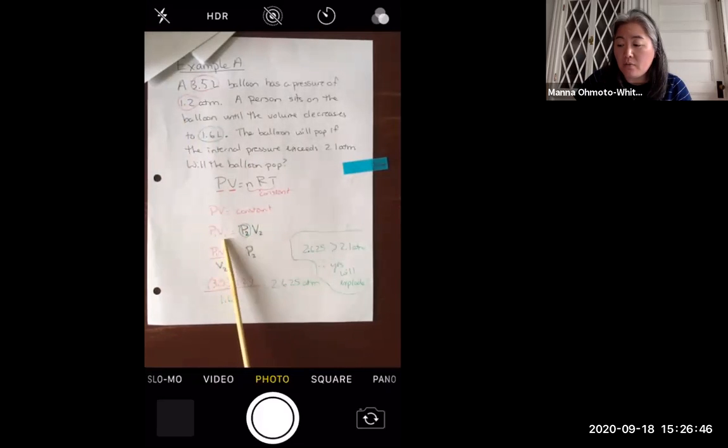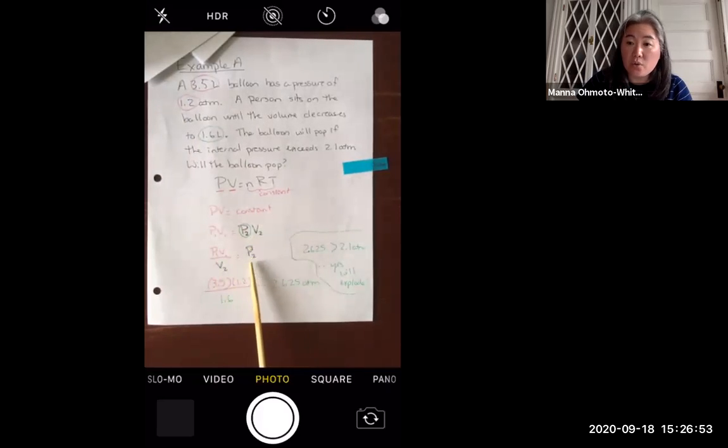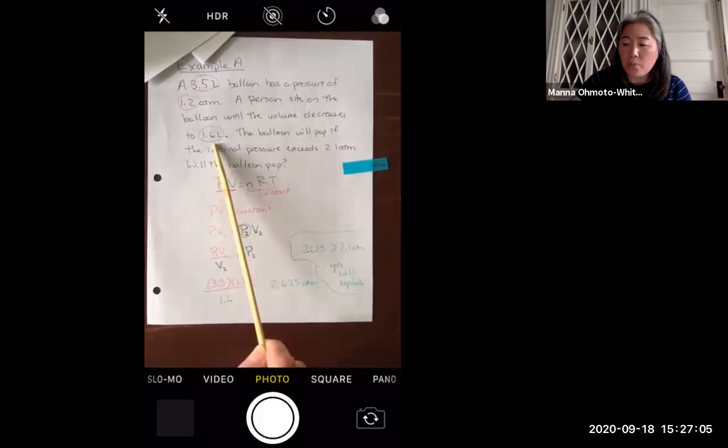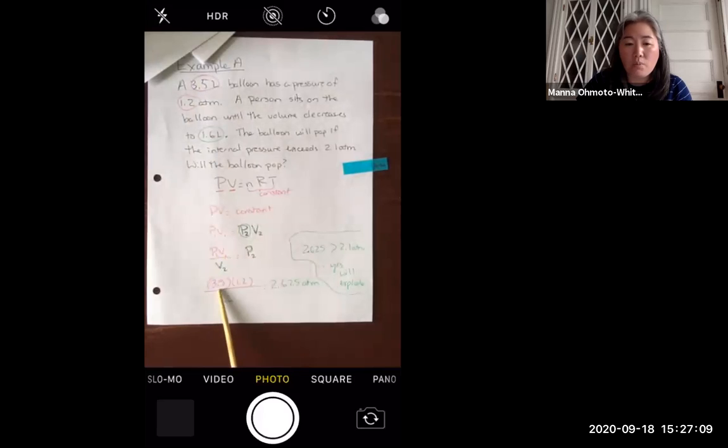So I set P1V1 equal to P2V2, and then I isolate for my variable that I'm looking for, making sure that it's in the numerator. So that just involves, in this case, dividing both sides by V2. Now I plug in my numbers, and because I've color-coded it, it makes it nice. So V2 is 1.6, and these two are going to be P1 and V1. The 3.5 times 1.2 divided by 1.6 gives me 2.625 atmospheres. Sadly, that's greater than 2.1 atmospheres, so the balloon will pop.